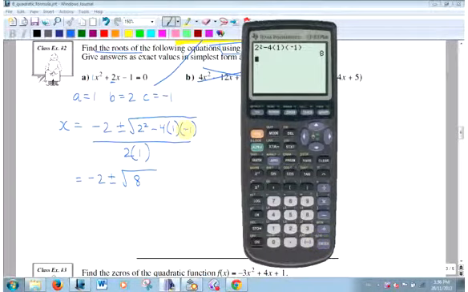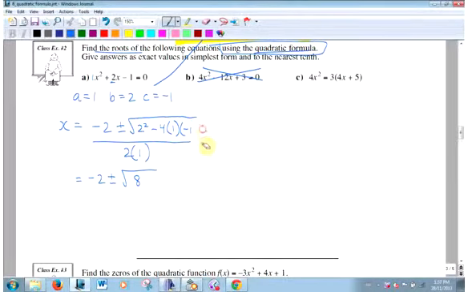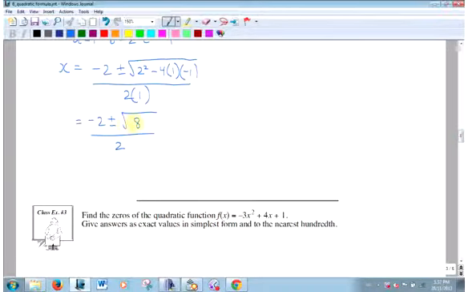Minus, minus. If you don't put brackets here, guess what you're going to think that is? You're not subtracting 1. You're multiplying it by negative 1, right? Okay? All right. All over 2 times 1 is 2. All right? Do we want to simplify that?